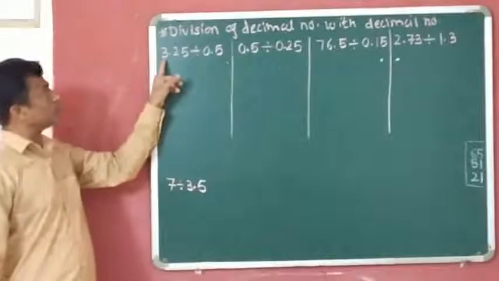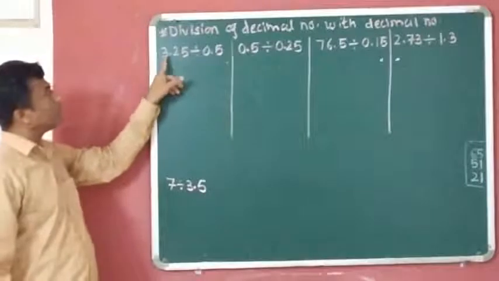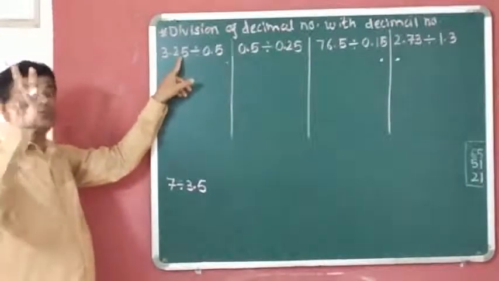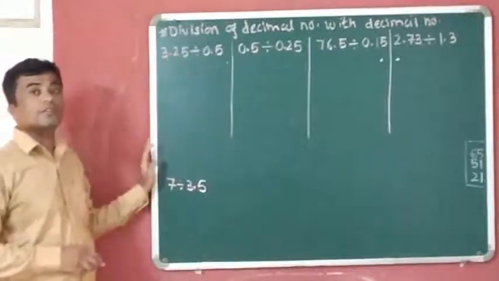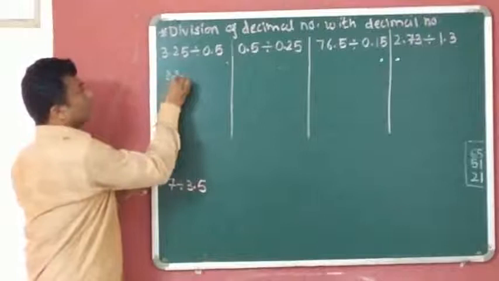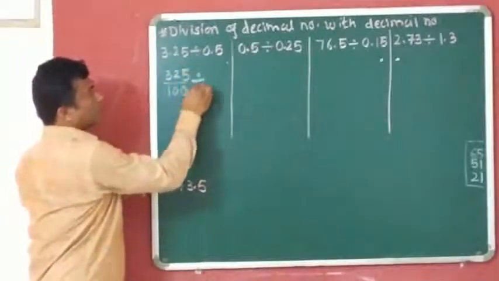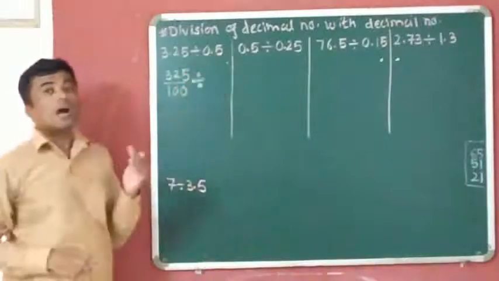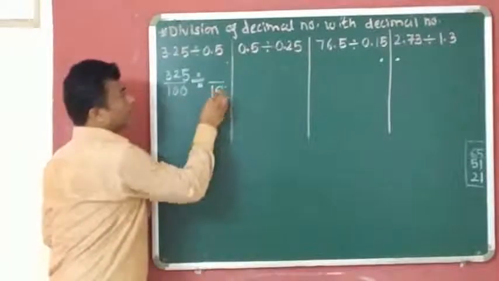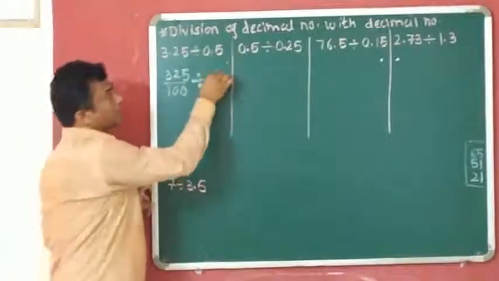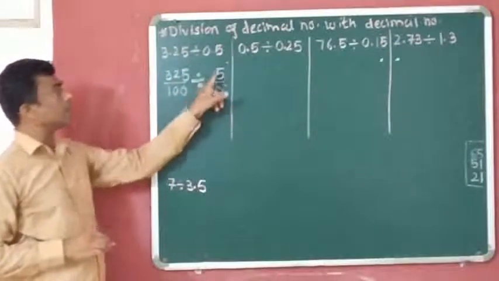See here, first question: 3.25 divided by 0.5. In 3.25, after the decimal point there are 2 digits. So we remove the decimal point and downside we can write 100. See here, 325 divided by 100. Now this is the divide sign, so divide. Now 0.5: after the decimal point 1 digit, so downside we can write 10, and upside we can write 5. Now see here, 325 by 100 divided by 5 by 10.